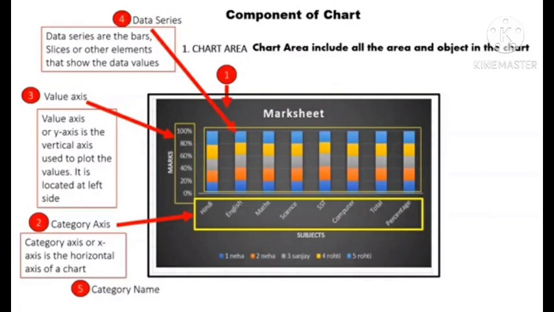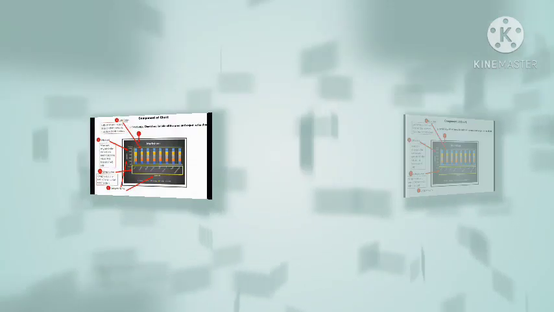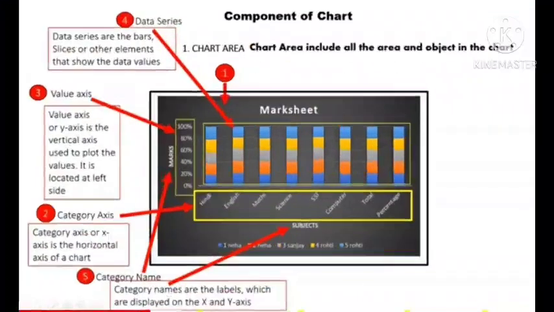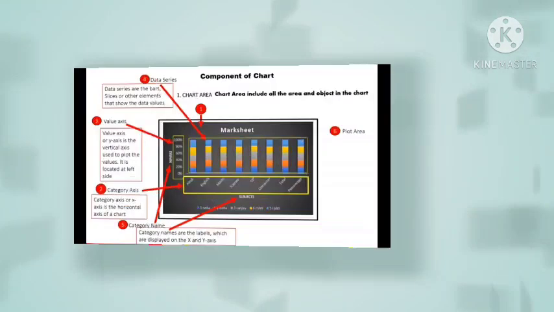The fifth one is the category name, children. See down below in the picture, the fifth component of the chart is the category name. It can be on the x-axis as well as on the y-axis. On the x-axis we have the subject, whereas on the y-axis we have the marks. So they are the category names. Category names are the labels which are displayed on the x and y axes. I hope it is clear to you, children.